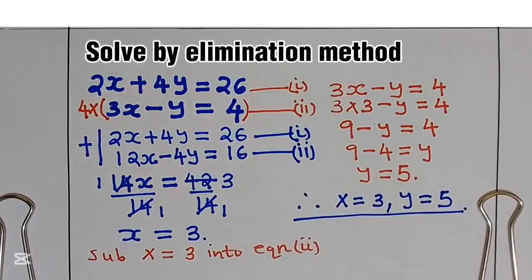Hope you understand how to solve simultaneous equation by elimination method. First, you make coefficient of x or y equal. Then, you eliminate one of them. After that, you solve for x or y. And then at last, you substitute to get the other value.